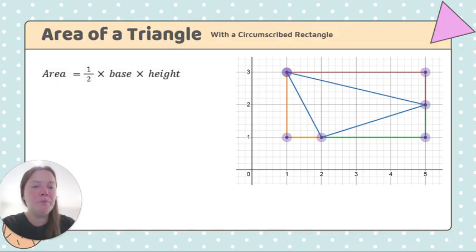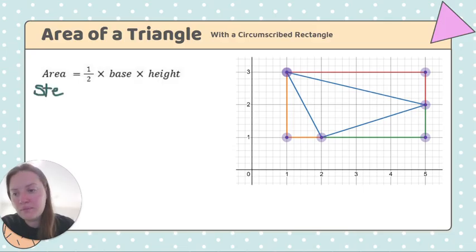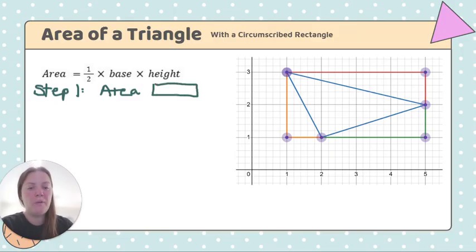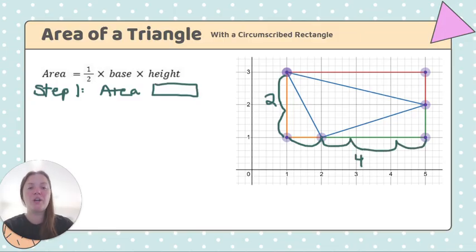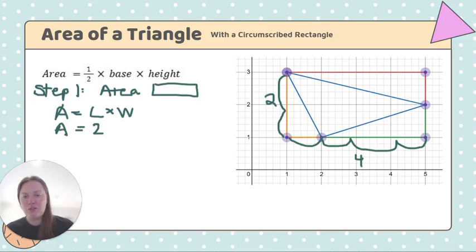The first thing we want to do, step 1, okay, find the area of the rectangle. Okay, this is going to be our first step. Find the area of the rectangle. I'm going to skip count. We've got 1, 2 as our height, and we've got 1, 2, 3, 4 as our length or width. Okay, remember that the area of a rectangle is length times width. We are going to say that the length is 2 and the width is 4. So that means the area of this rectangle is going to be 8. Okay, that is step 1.